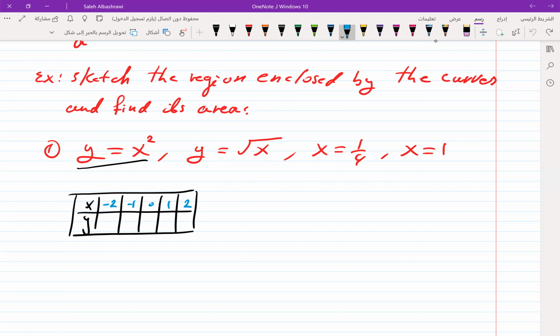Now, if x equal to -2, y equal to x to the power 2, just square it. You will have y equal to 4. If x equal to 1 or -1, -1 to the power 2 is equal to 1. If x equal to 0, y equal to 0. We are using this equation, y equal x to the power 2. If x equal to 1, 1 to the power 2 is 1, and if it is 2, 2 to the power 2 is equal to 4. So we have 5 points.